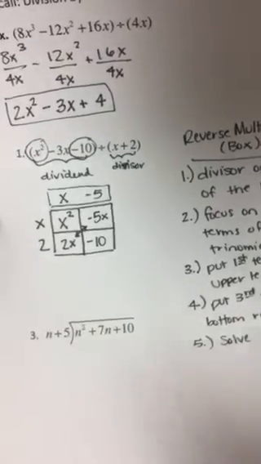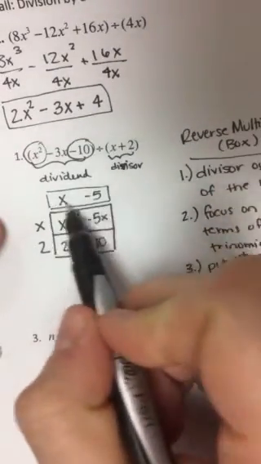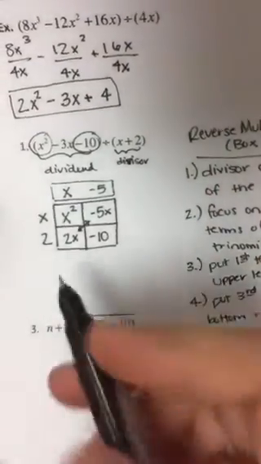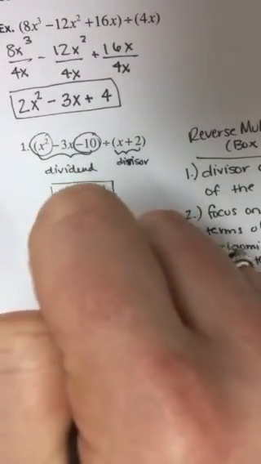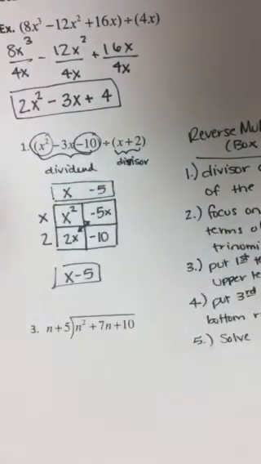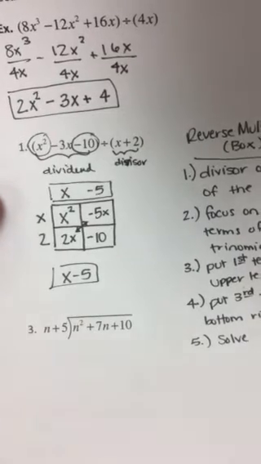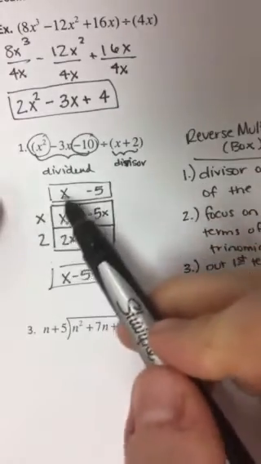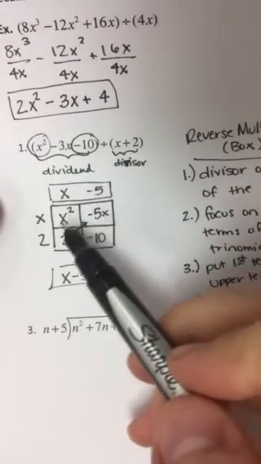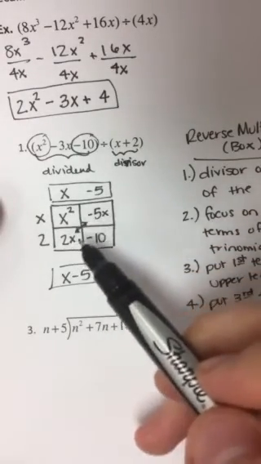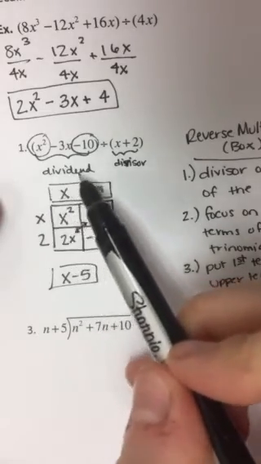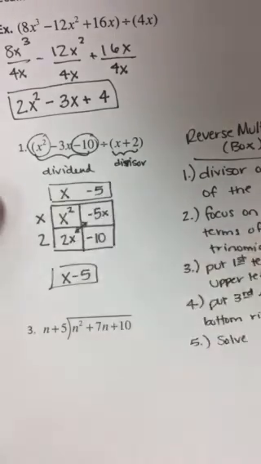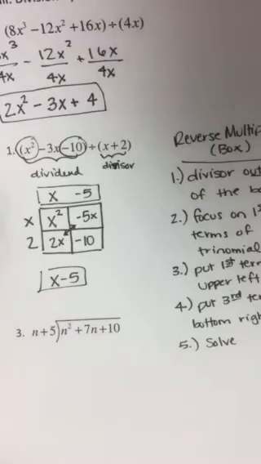So my final answer would be what I have up here in the box, which would be x minus 5, and that would be my final answer for the problem, okay? If I wanted to go back and check myself, I could easily go back and rebox this out, and then when I get my terms inside, combine my like terms together, and I should end up with the dividend that I initially started with, okay?